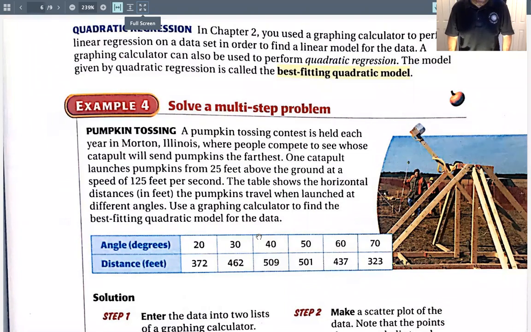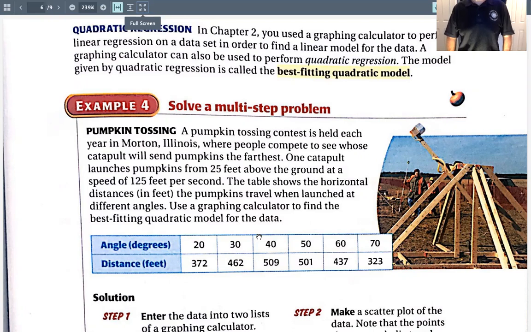Okay, here we go. One catapult launches pumpkins from 25 feet above the ground, right? So that's your y-intercept, starting at 25 feet above the ground at a speed of 125 feet per second. The table shows the horizontal distances in feet the pumpkins travel when launched at different angles. Okay, so look at that chart. Look at what the x's are. That's changing the angle. Steeper angles, right?